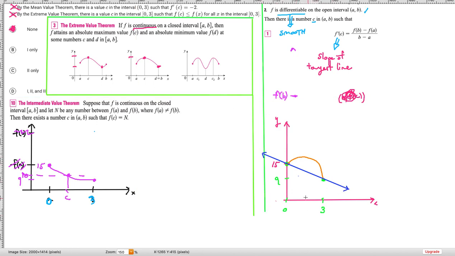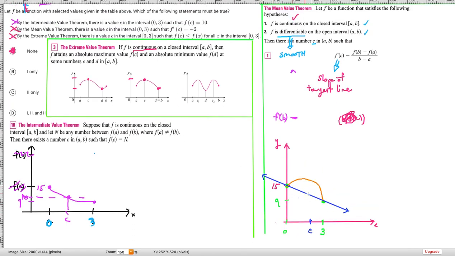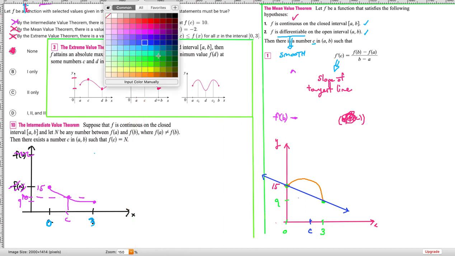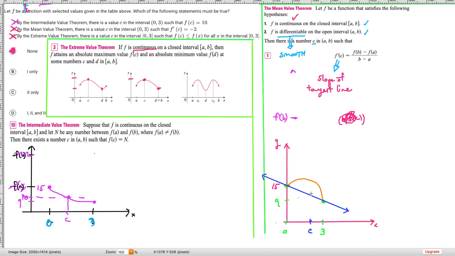There has to be some point C. And they want me to find out, what is the slope of the secant line? If there is a derivative, whatever the slope of the secant line is, there must be some C where the slope of the tangent line matches that. And I'll try my best to find out where that is. So that's probably maybe somewhere over here. There could be more than one, but there's at least one.